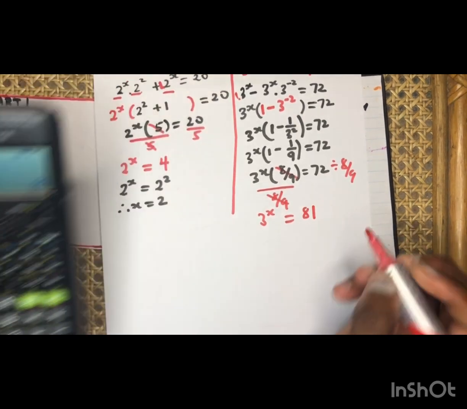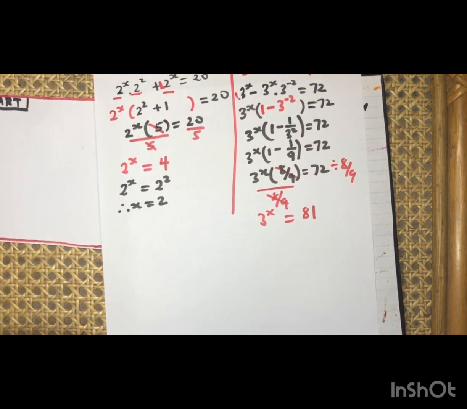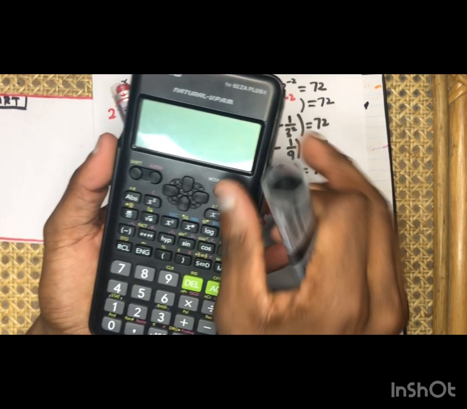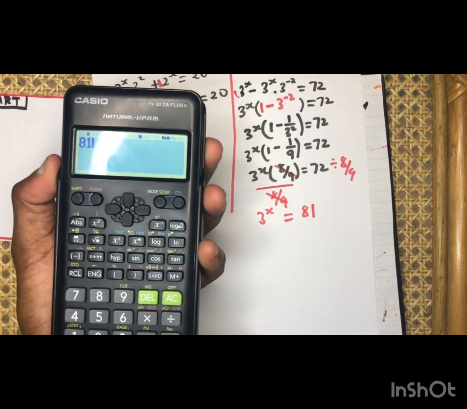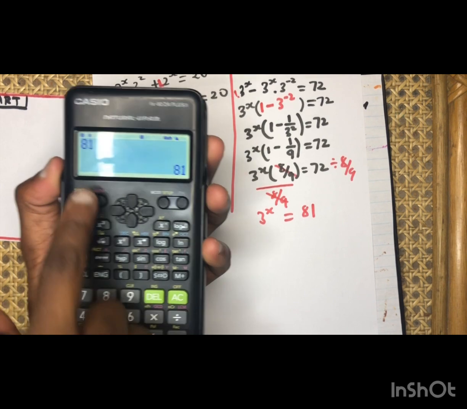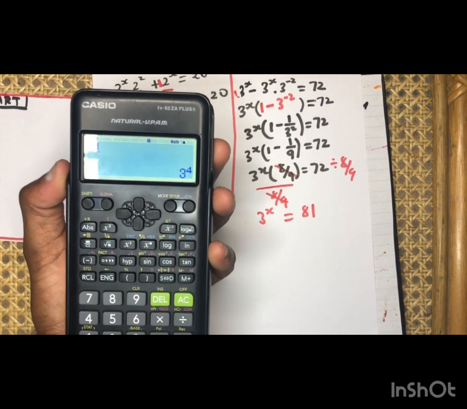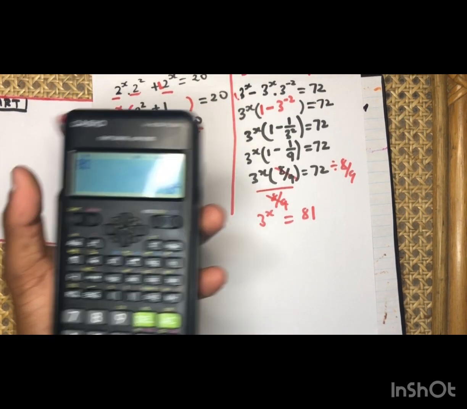So that's 81. So we need to find the composite. This 81 is a composite number. We need to find the prime base here. It's simple guys. I showed you how to find the prime base here. You just press 81, then you press equal sign, then you press shift, then you come to this button. In fact, you see that is 3 to the power 4.